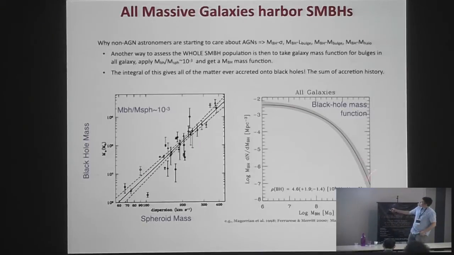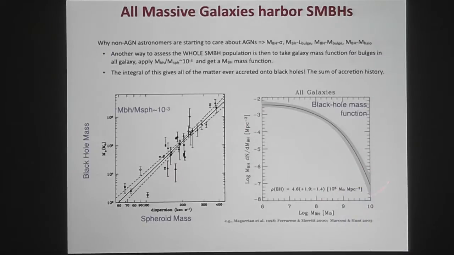This is the number density, so per cubic megaparsec. Very massive black holes are very rare. Very low mass black holes are pretty common. And it makes sense. There's lots of small galaxies, very few big galaxies. The integral of this is essentially all of the matter that was accreted onto black holes over cosmic time. This is a pretty hefty thing to think about, right? It's the sum of all accretion history. That's a useful constraint, right?